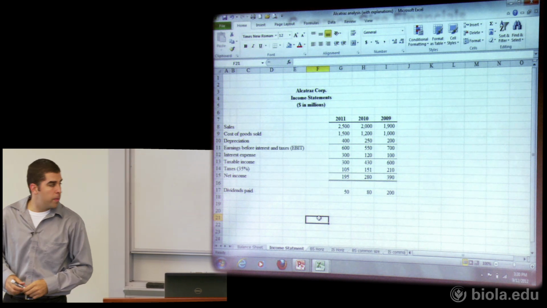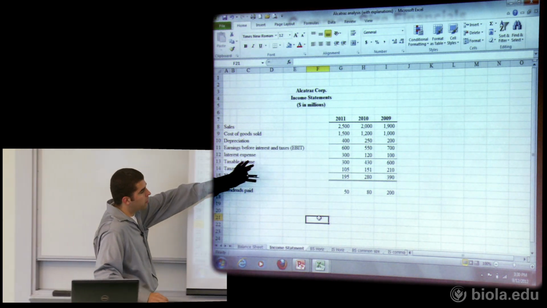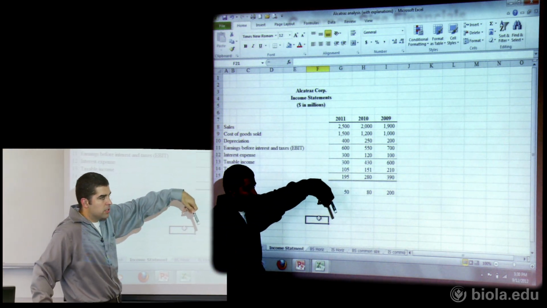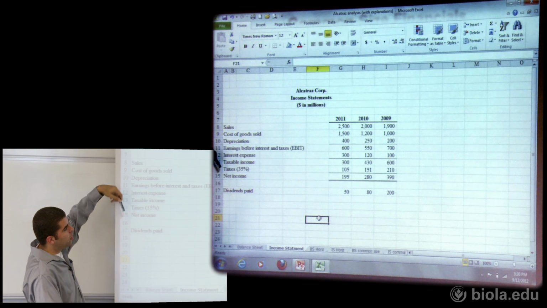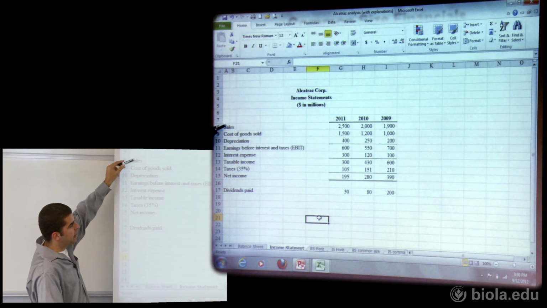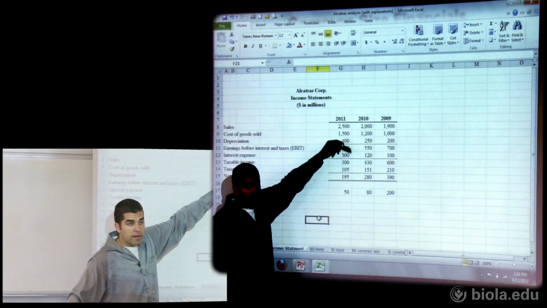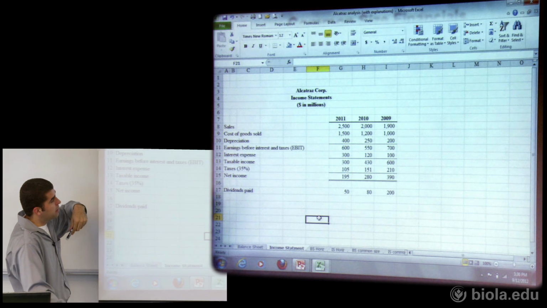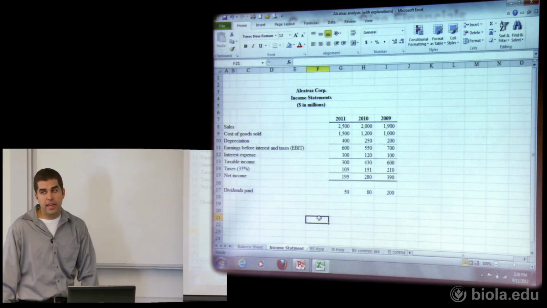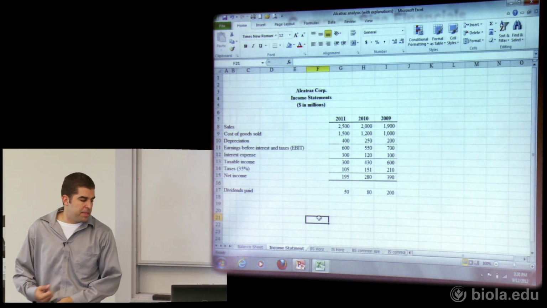So what we want to do is trade the dollar numbers for percentages. What's this line going to be when we do vertical analysis or common size financials? This is always going to be 100, right? Because this divided by total sales is always going to be 100%. And these are going to be smaller here. So take a minute and figure out your common size income statement.